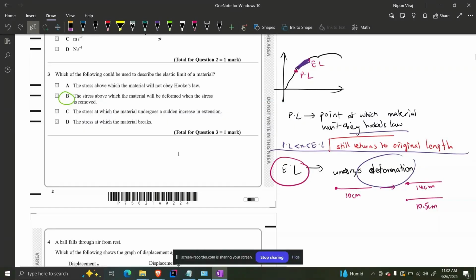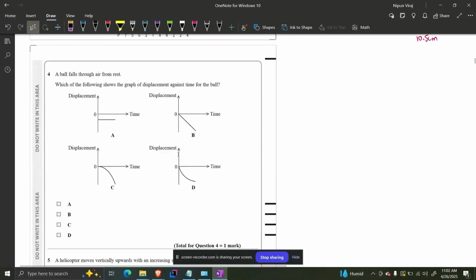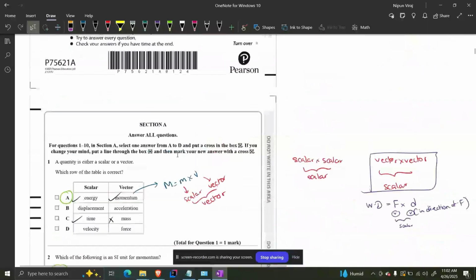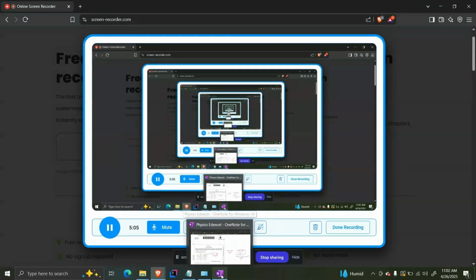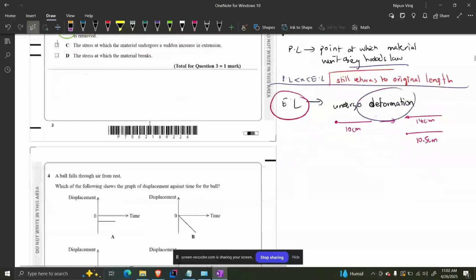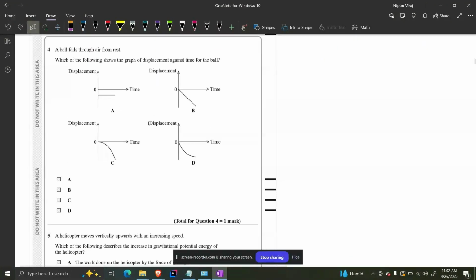Fourth question. If you have any unclear points, you can put a comment, and I'll respond. Fourth question: a ball falls through air from rest. Which of the following graphs shows the displacement against time?